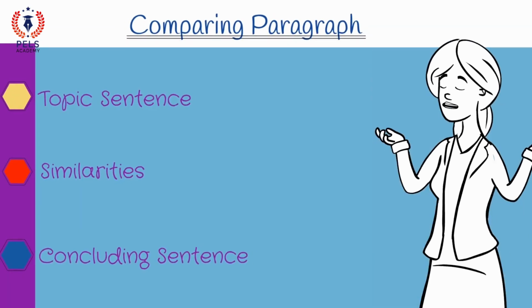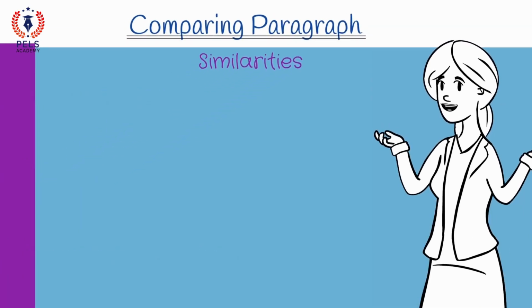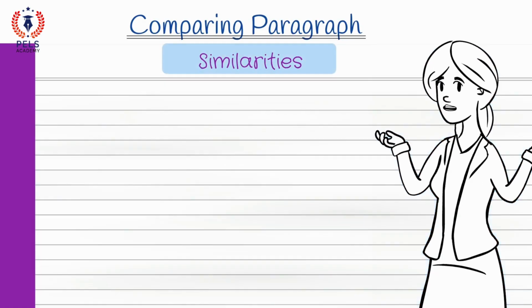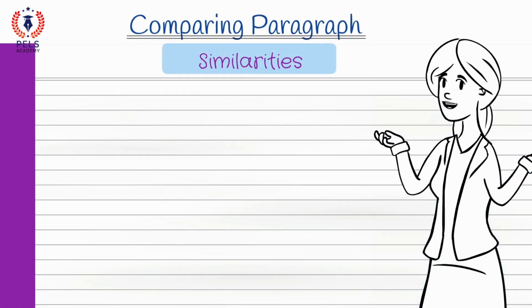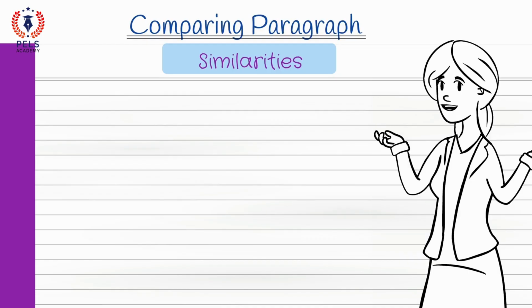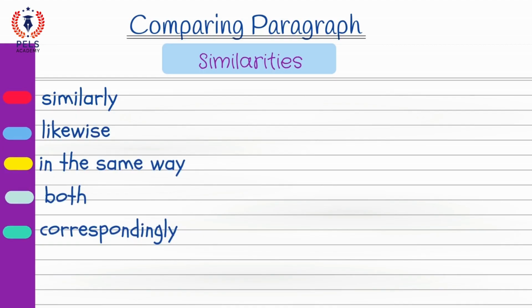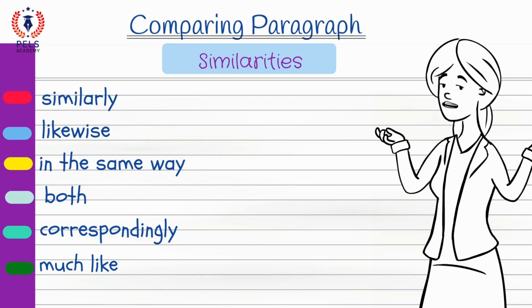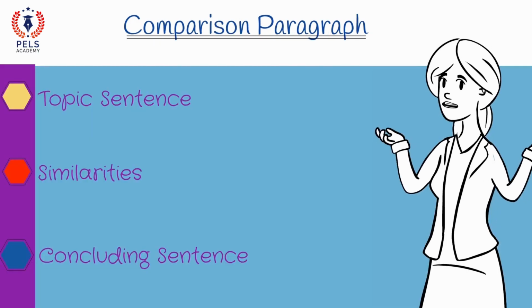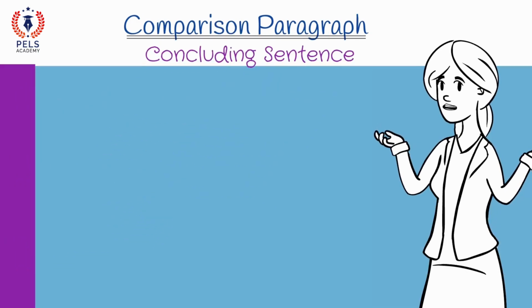Write the similarities using transition words that can effectively establish a link between ideas or concepts. And here are some examples of transition words and phrases that indicate similarities. These transitions help to maintain fluency in your writing and provide clear signals to your reader about the relationship between your ideas. Then, conclude your comparison paragraph effectively to reinforce your main points.